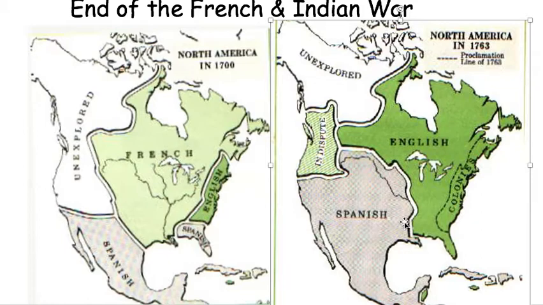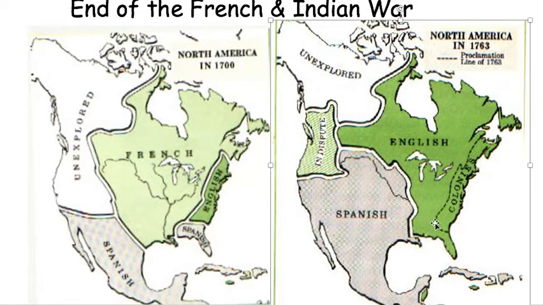So there's a lot of change. And now this makes the English the dominant force in North America. Even though the Spanish have claim to this area, they will not significantly start to colonize this area at all. And for the most part, it's just a colony in name only. They don't have a tremendous amount of control as far as their power and resources.